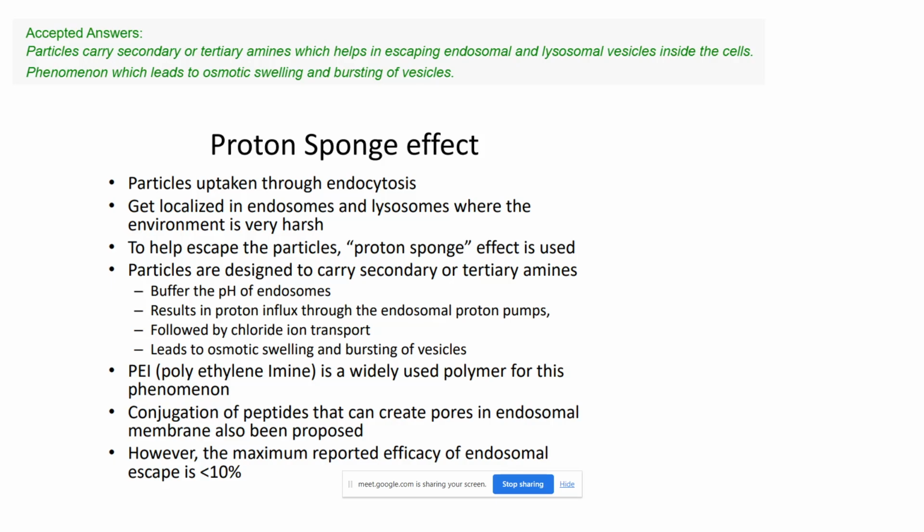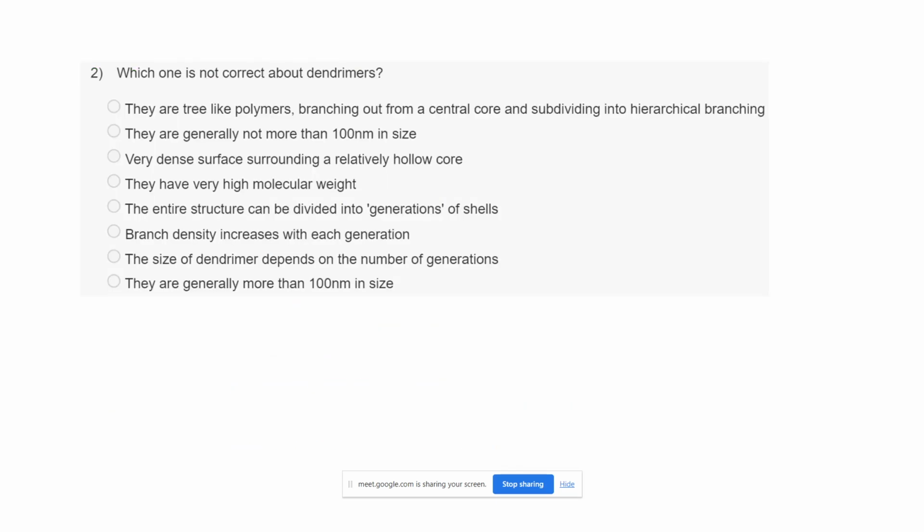Polyethylene imine is the widely used polymer for this phenomena, and conjugation of peptides that can create pores in the endosomal membrane can also be used. However, the maximum reported efficacy for endosomal escape is less than 10%. But the design of particles with secondary or tertiary amines is a good strategy to escape the endosomal or lysosomal vesicles. We'll move on to the next question.